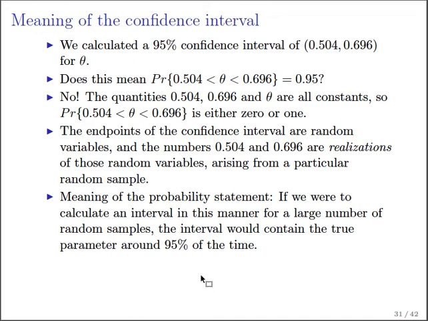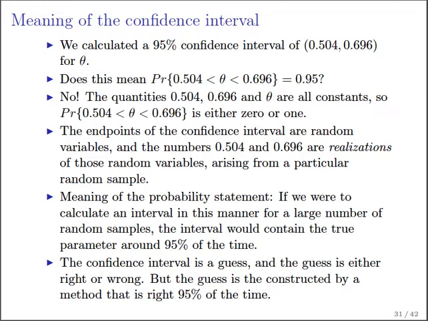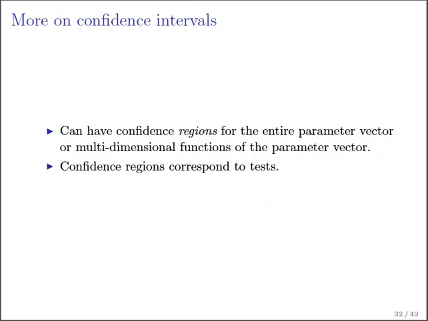The real meaning of the probability statement is that if we were to calculate an interval in this manner for a large number of random samples, the interval would contain the true parameter around 95% of the time. That's what it means. The confidence interval is a guess, and the guess is either right or wrong, but it's constructed by a method that's right 95% of the time. A little bit subtle, but that's the real meaning of a confidence interval.